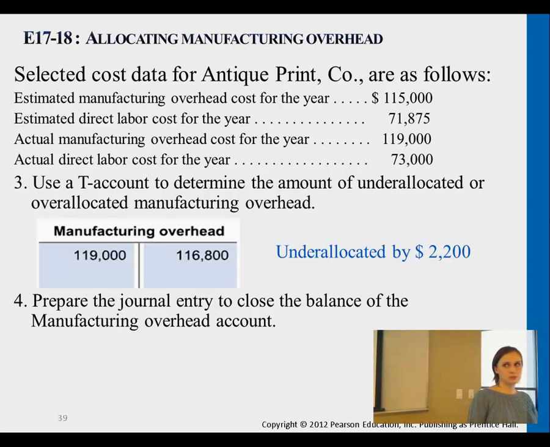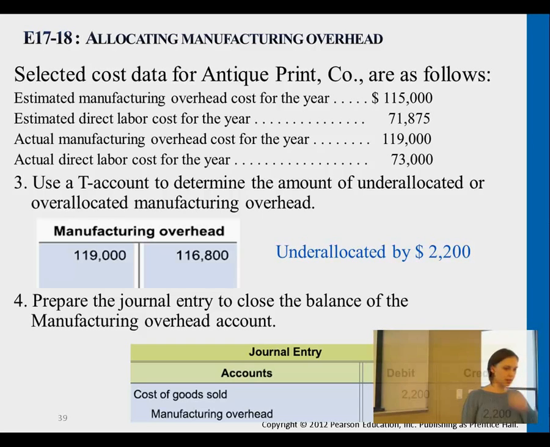What numbers am I going to use? 2,200 for what? For manufacturing overhead? For both. So I'm going to use this amount that I found here, underallocated by 2,200, and I'm going to apply that to two accounts. One is my cost of goods sold and the other one is manufacturing overhead. Because it's underallocated by 2,200, I'm going to debit my cost of goods sold and I will credit my manufacturing overhead.